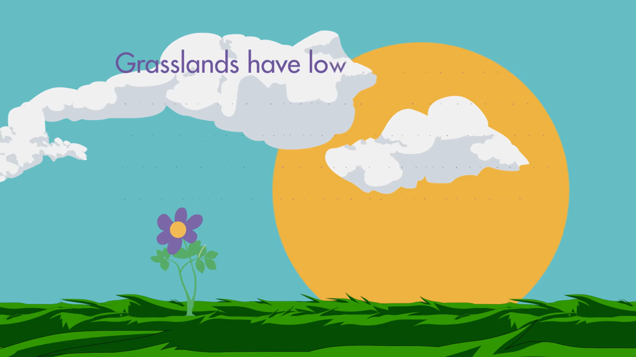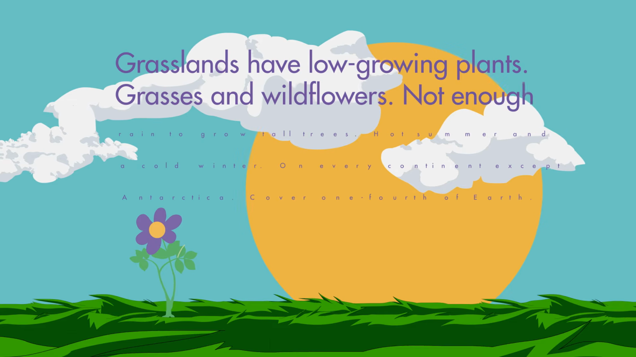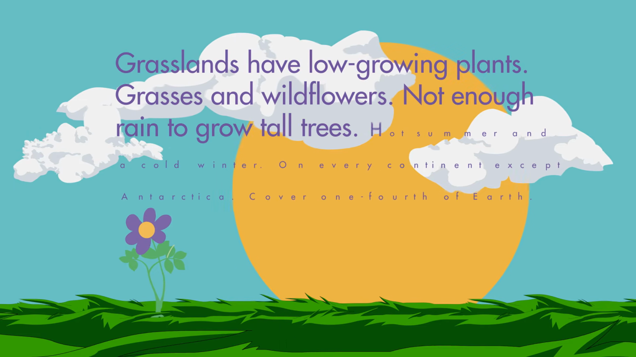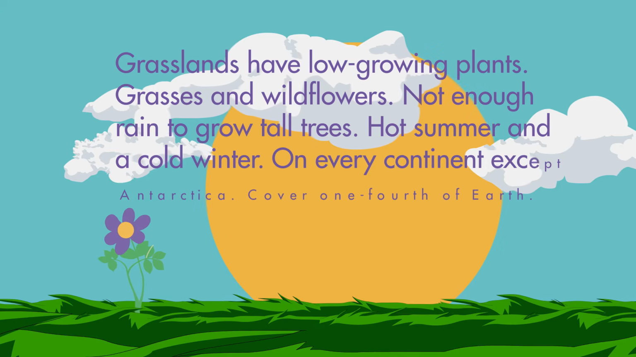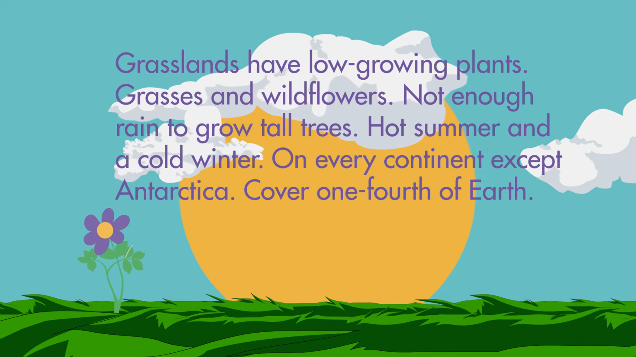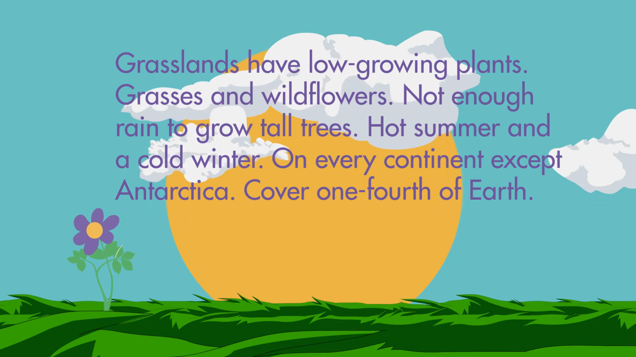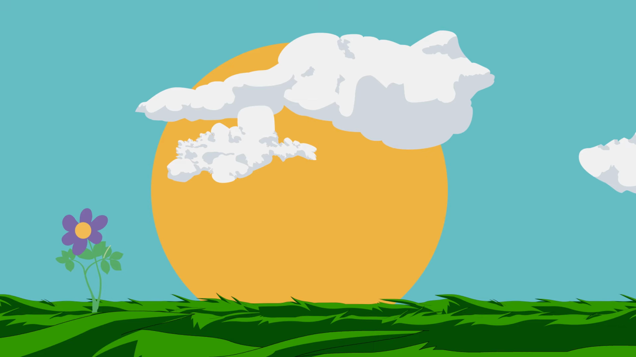Grasslands have low-growing plants, grasses and wildflowers. Not enough rain to grow tall trees. Hot summer and a cold winter. On every continent except Antarctica. Cover 1/4 of Earth. Next, use a graphic organizer to organize the information in your free writing.